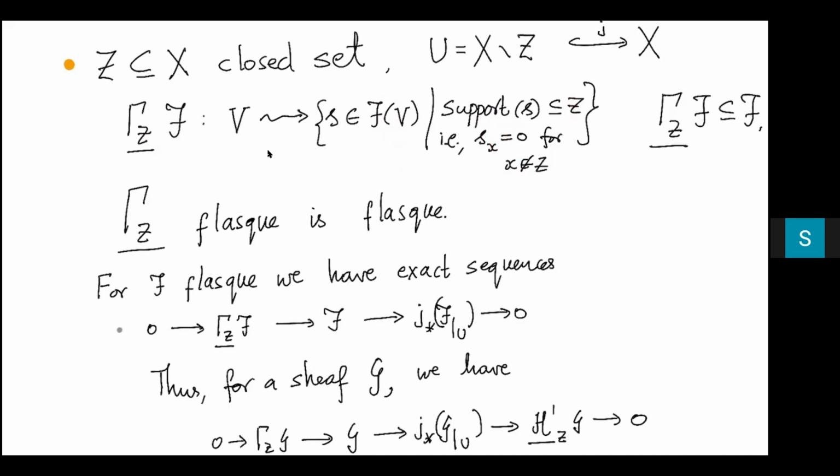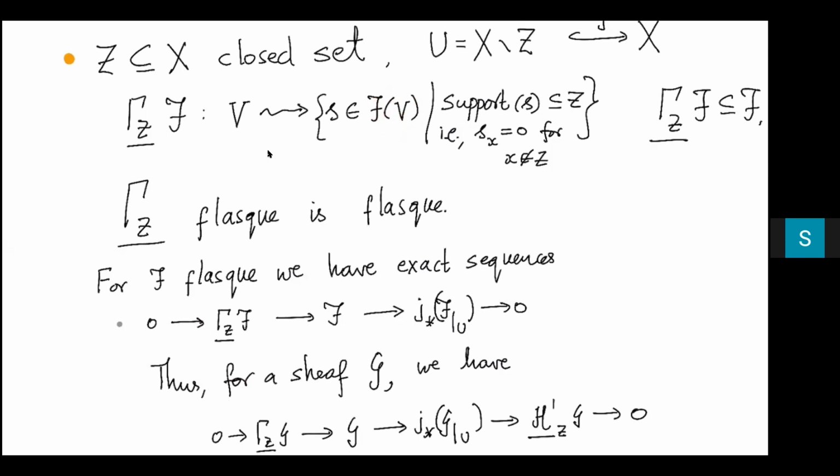So the definition of support is all those points where s_x is not 0, and we are saying the support is completely inside Z. So we are looking at only a subgroup of the set of all sections here. What you get is a sub-presheaf, but in fact it turns out to be a subsheaf. That's very easily seen just from the definition. And the subsheaf has the property that all its sections have support lying inside this closed set Z.